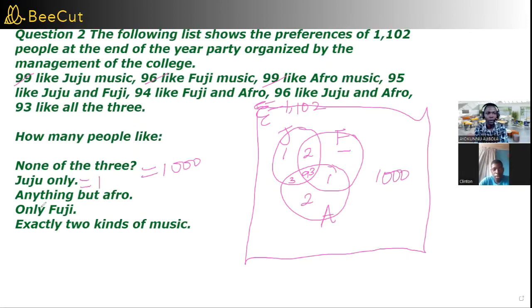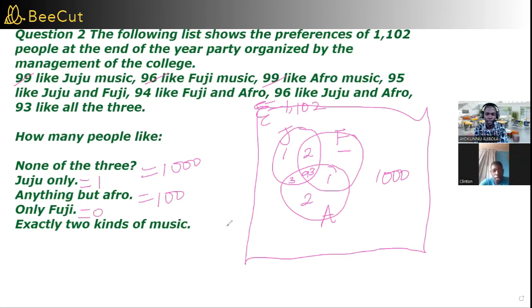And those who like all the rest but don't like Afro at all, they are all these people that are here. So they are 100, because this is 100. And this one says only Fuji. How many people like only Fuji? None. That is 0. That's an empty set. That is 0.